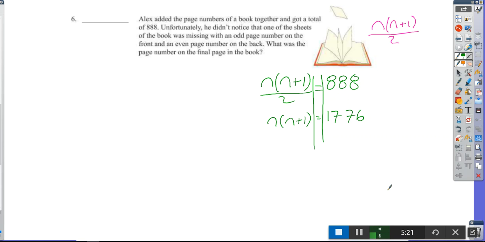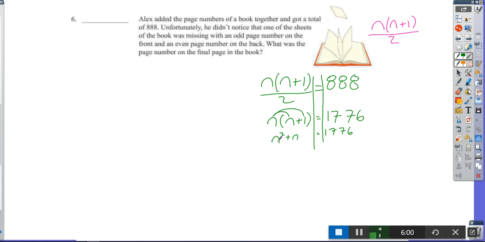All right, math. So we know that n times n plus 1 is equal to this number. Now, using the distributive property, I get n squared plus n is equal to 1776. But this is not an exact equation because I am missing a page, which has a number on the front and a number on the back. So this equation isn't going to be perfect, but it will give us a good place to start.